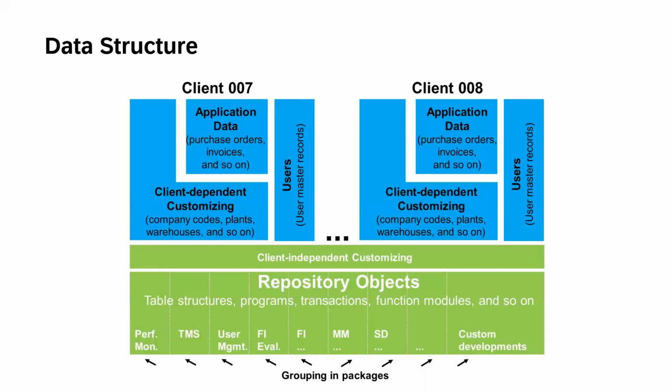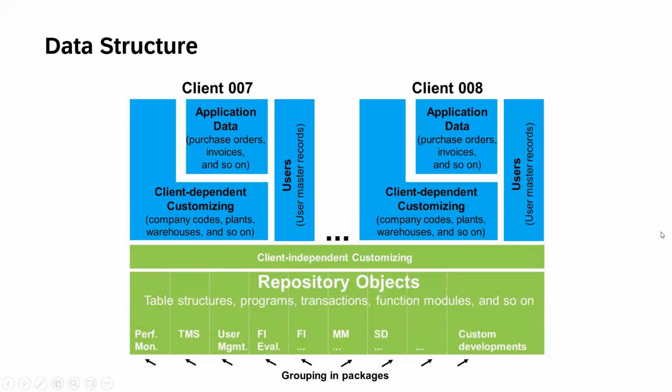Okay, so when you create a user, say ABC user in client 100, it is only created in client 100. You cannot use those credentials to log into client 200. So these are the three types of data which are client dependent: client dependent customizing, application data, and user.